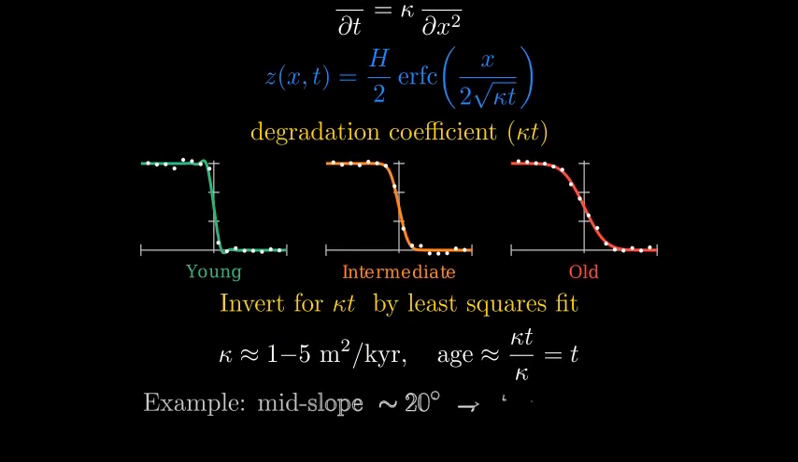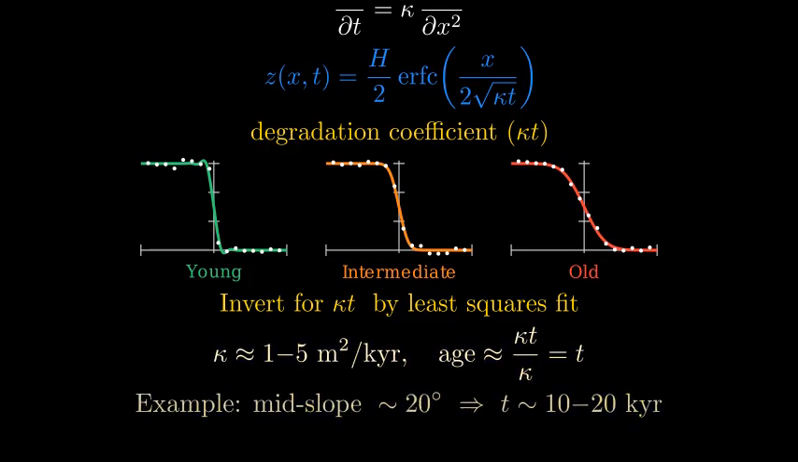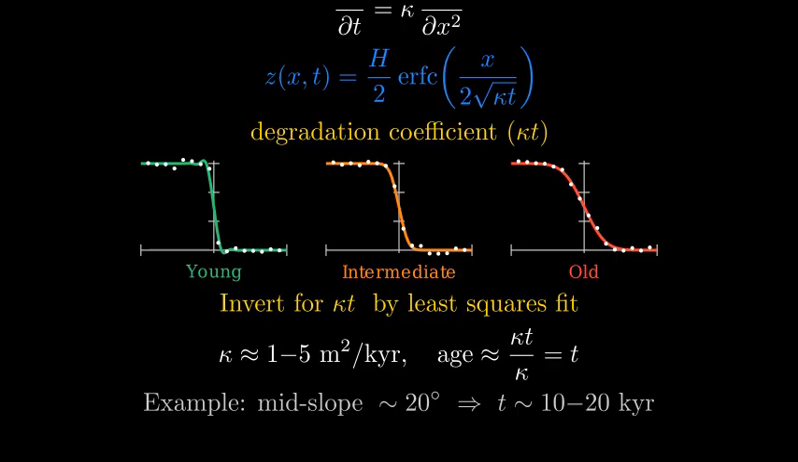Typical hill slope diffusivity in arid alluvial fans is about 1 to 5 square meters per 1,000 years. A 3-meter scarp might relax to about 20 degrees mid-slope in roughly 10 to 20,000 years, depending on kappa. We write kappa in square meters per 1,000 years, and the fitted degradation coefficient gives age when divided by kappa.